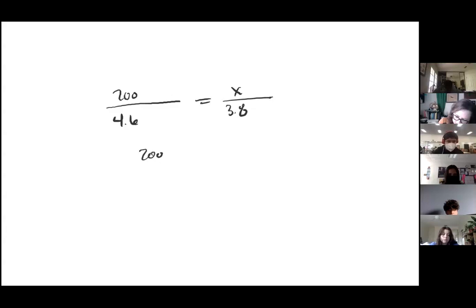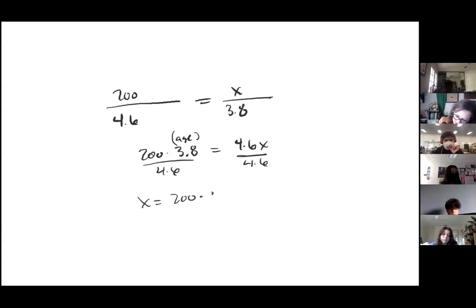So I get 200 times 3.8, which remember, that's the age, equals 4.6x. I'm going to divide both sides by 4.6. I get x is 200 times the age, 3.8, divided by 4.6. And that's what I put into the Google Sheet. I said, okay, x is going to equal 200 times age. And you have to use the asterisks for times in Excel, or in Sheets. I don't know why. And then I'm going to do this.